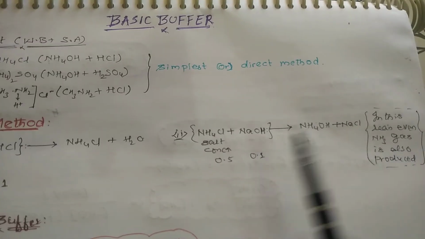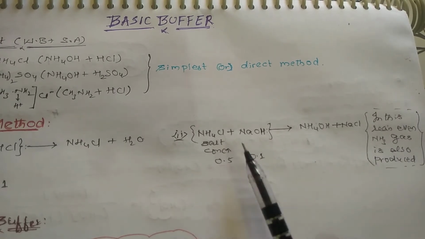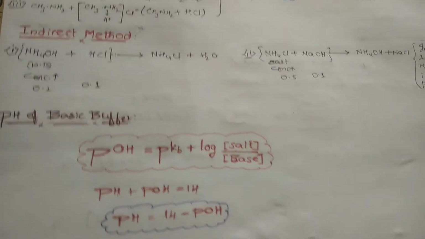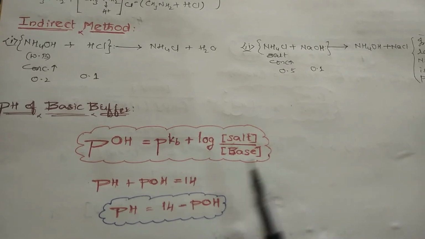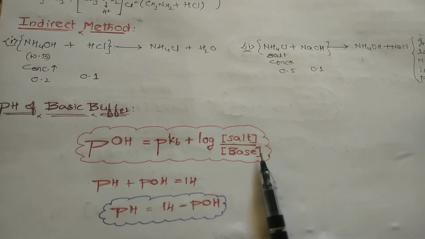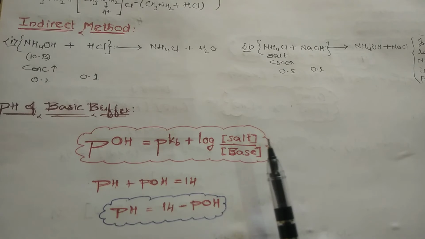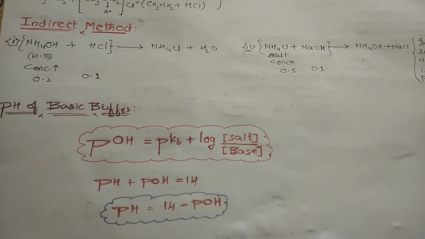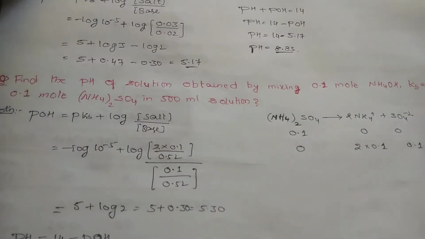In the same way, take the reaction NH4Cl plus NaOH. The salt concentration should be high, because we want to get the weak base. And pOH is written as pOH is equal to pKb plus log of salt concentration by base concentration. This is the condition for pOH, because this is the base, you will be getting pOH. Suppose you want pH, we know that pH plus pOH is equal to 14, and pH is equal to 14 minus pOH.